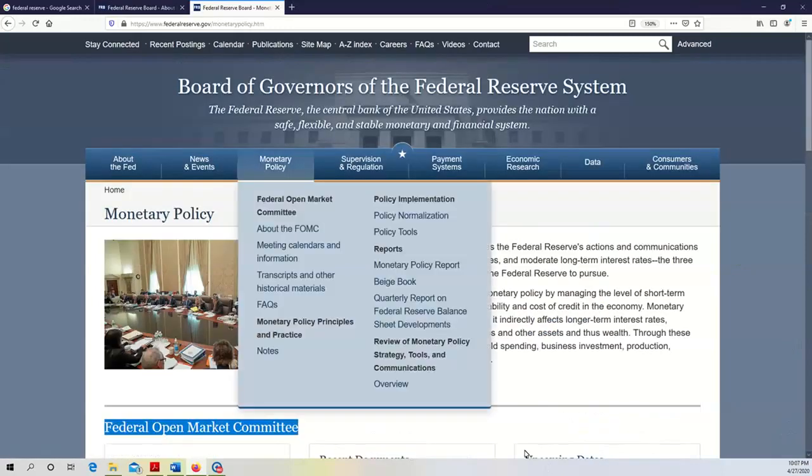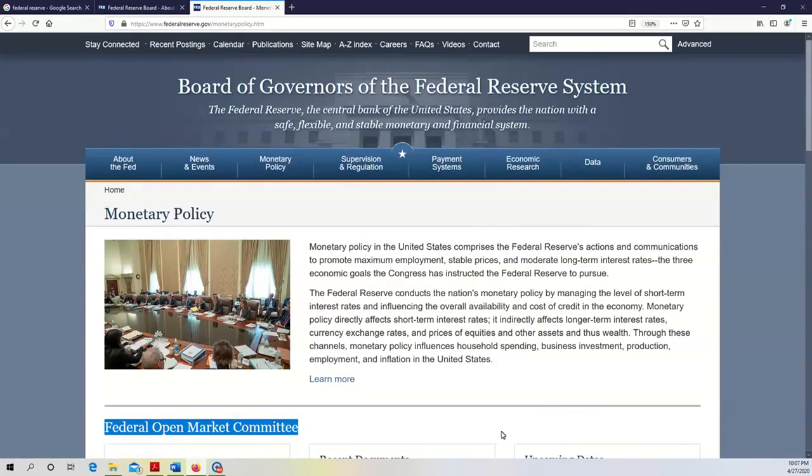Since there are supposed to be 12 seats, 7 are reserved for board members, leaving 5 remaining seats. 1 seat is always reserved for the president of the Federal Reserve Bank of New York. And the remaining 4 seats are assigned on a rotating basis among the remaining 11 regional bank presidents. So periodically, those folks meet in Washington, D.C., at the Federal Reserve Board.